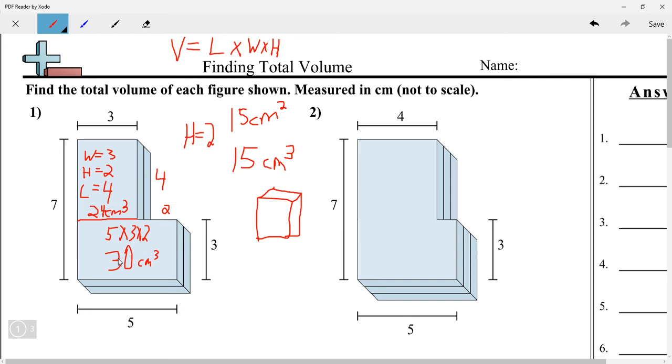So 24 plus 30, okay, equals 54 centimeters cubed. Okay, so this would be 54 centimeters cubed.